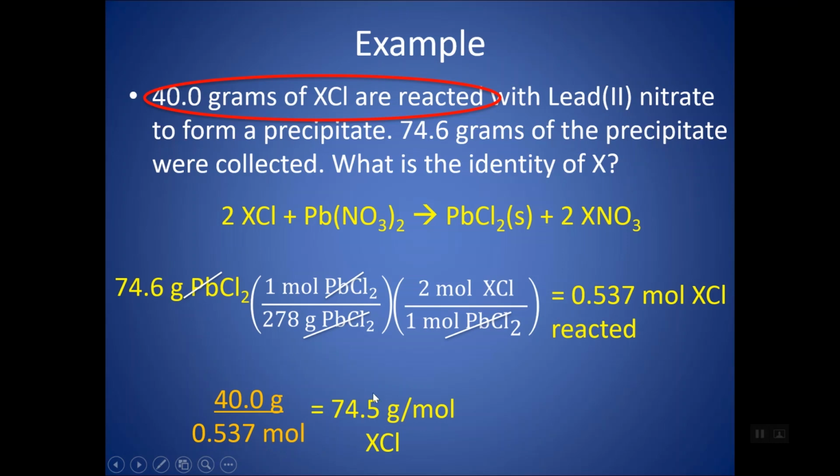And now I have my molar mass. I can figure out what XCl is by subtracting out the molar mass of the chlorine, which is 35.5, and I can see that X has a molar mass of 39, which is potassium.